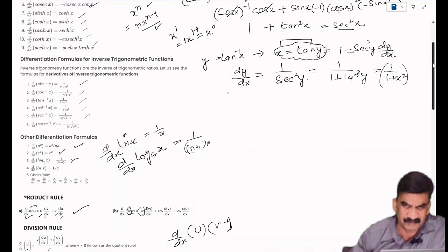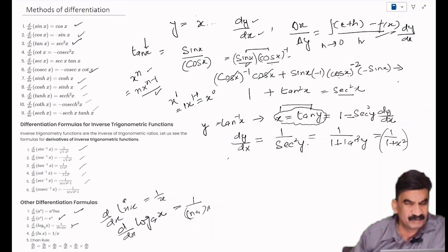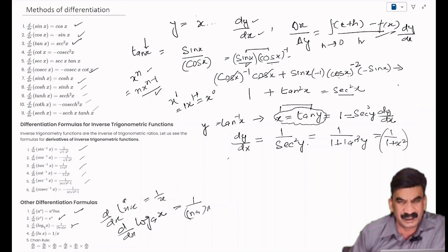hardcore differentiation. We'll have to deal a lot with the application of the same.